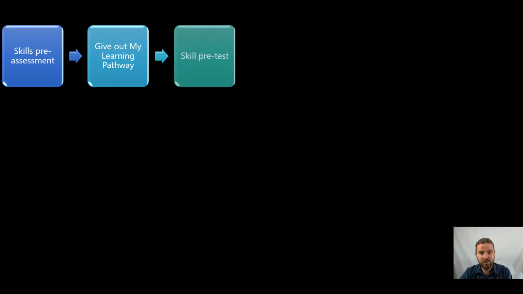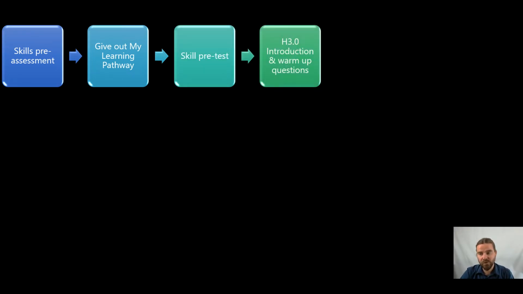So, in this little graphic here, each box is 1 lesson, so 1 hour of class time. I would get them to do the skills pre-assessment first. I'd give out the My Learning Pathway, which is a little booklet where they can assess their own progress, get them to do the pre-test, and then we go into the actual spreads for the chapter itself.